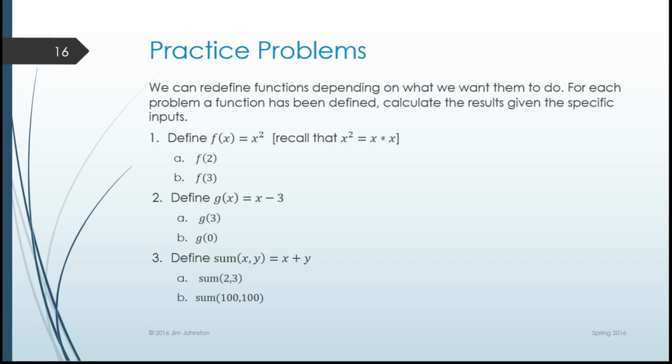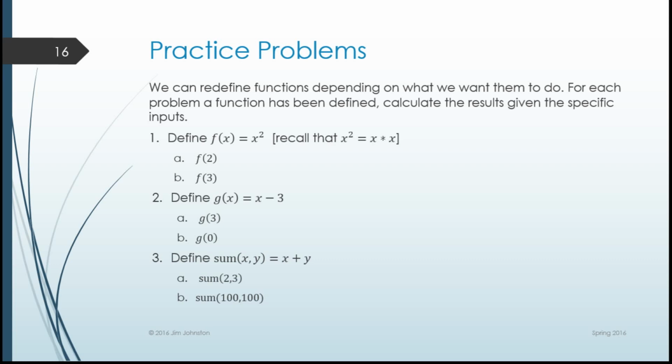So I have 3 problems here, or 3 definitions, and each definition has 2 different problems that you should work out. The first problem is define f of x is equal to x squared. Remember, if you don't know that notation yet, this x to the exponent of 2, that just means whatever number you put in, multiply it by itself, and that's the answer.